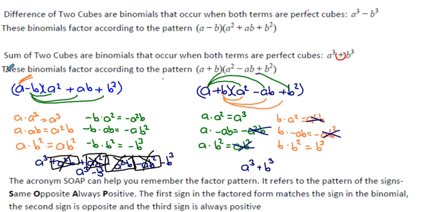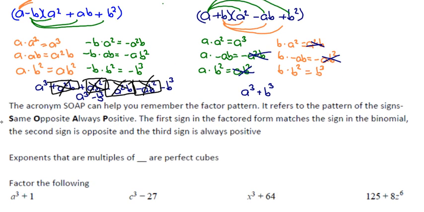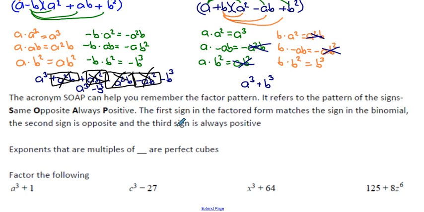All right, so let's go ahead, bring this down. Now, exponents that are multiples of what are perfect cubes? Kind of easy to figure out what goes right there. Exponents that are multiples of 3 are perfect cubes.